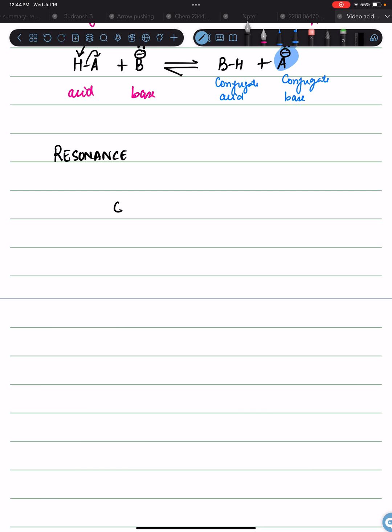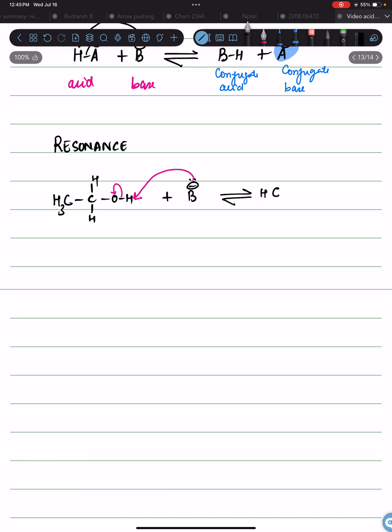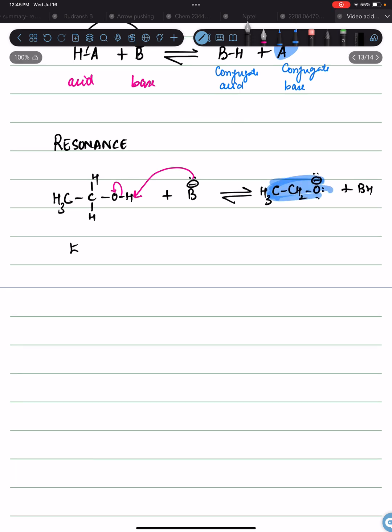If I take the example of, say, ethanol, which is an alcohol, and make it react with a base, B negative, this B negative will take up the most loosely bound proton, which is the one connected to oxygen, pushing the electrons onto oxygen, and what you get is an anion having a negative charge on oxygen plus BH. This is the conjugate base of the acid ethanol.